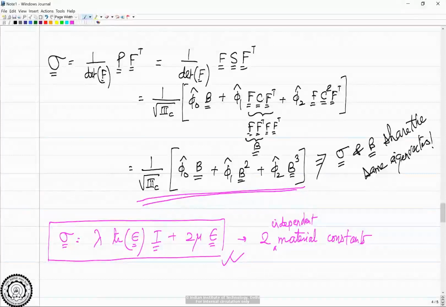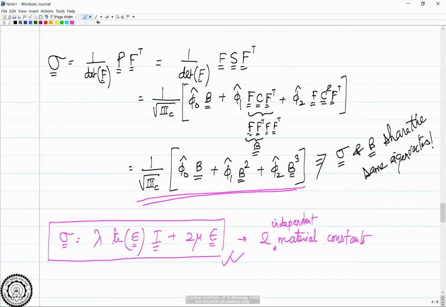Sir, 3, sir. Why 3? Sir, phi naught, phi 1, and phi 2. I think so. But they are not constants, they are functions. They are functions of IC, 2C, and 3C. Yes, sir. So they are not constants.